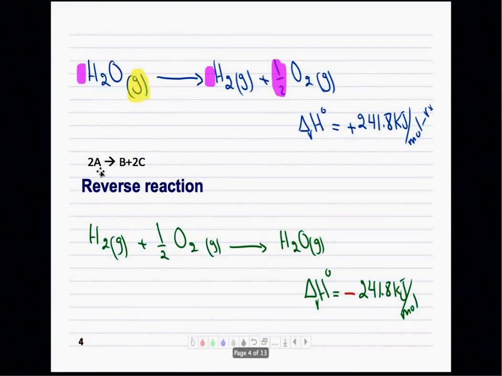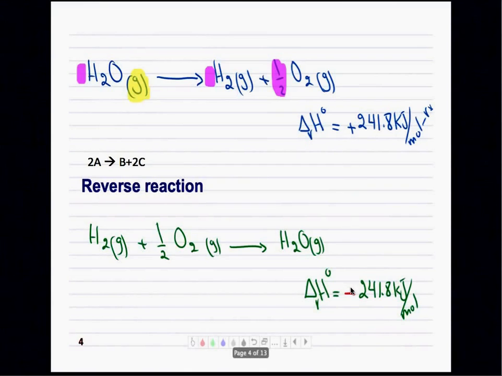If you take a look at the reaction down there, it is the reverse of the reaction on the top. Look at it. The H2 plus half O2, which were the products, are now the reactants, and the reactant is now a product. Now look at the delta H of the reverse reaction. It's exactly the same amount, 241.8 kilojoule per mole. The difference between the two is the sign. This one is endothermic, this one is exothermic.